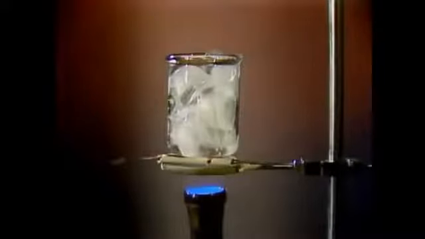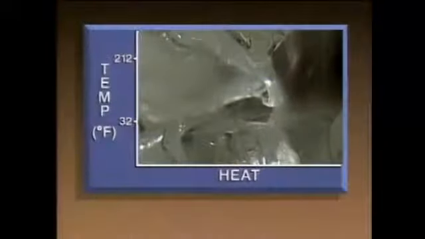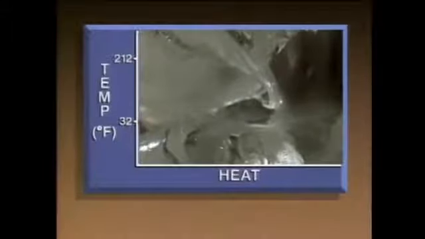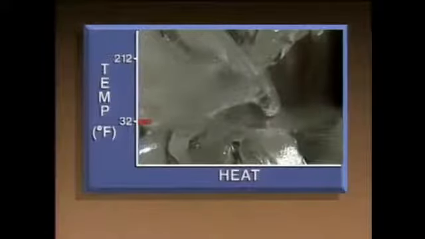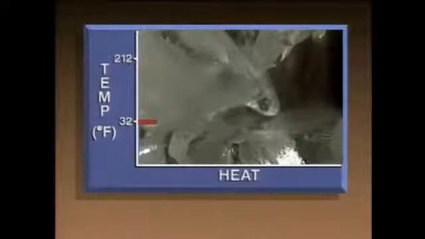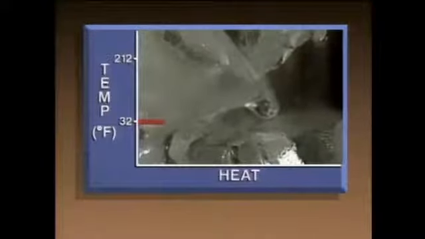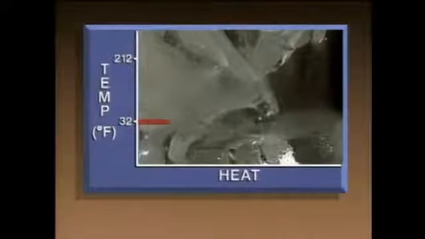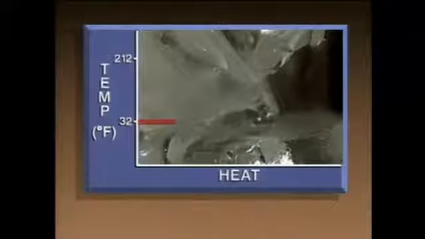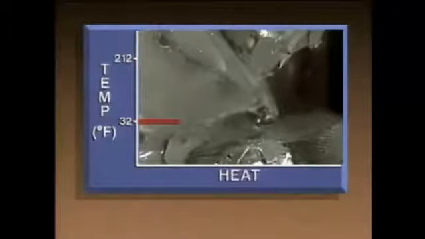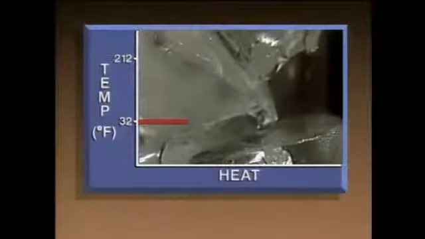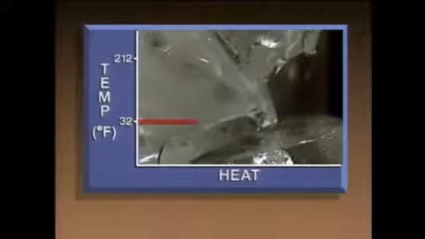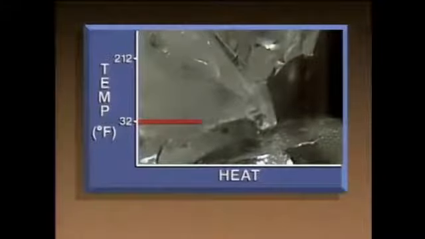We'll heat a beaker of ice to demonstrate phase changes and latent heat transfer. We'll also use a graph to show the relationship between temperature and heat. The ice is melting, but at first, the temperature stays at 32 degrees Fahrenheit. Latent heat is being absorbed by the ice. The latent heat causes the molecules of ice to overcome the molecular forces holding them together. As a result, the molecules move freely as a liquid. But as yet, there is no temperature change. There's only a phase change from solid to liquid.